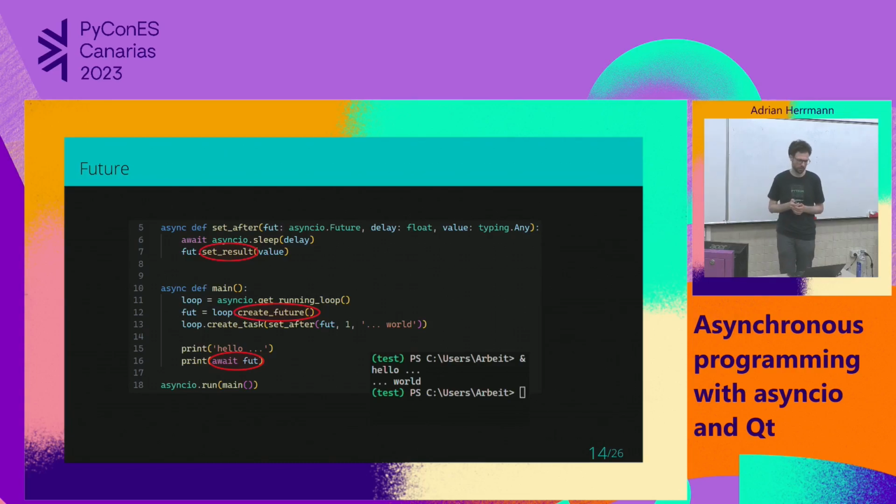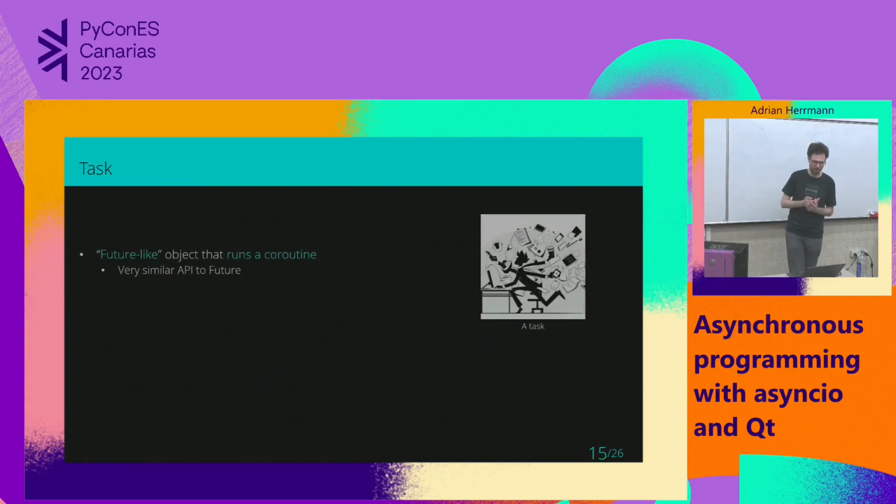So now moving on to the next class, a very important class, the task. Tasks are slightly confusing because they're considered future-like objects. You find this in documentation quite often. And what does this mean? They have a very similar API, but tasks do something else, because they run a coroutine.